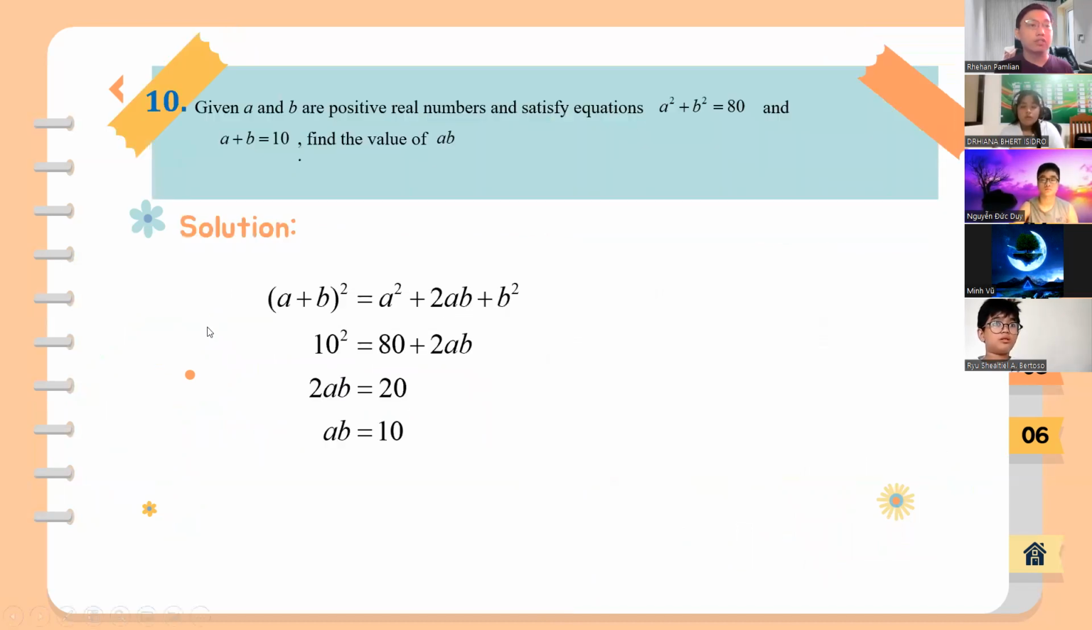Number 10. So for number 10, given that A and B are positive real numbers that satisfy the equation A squared plus B squared is equal to 80 and A plus B is equal to 10, find the value of AB.